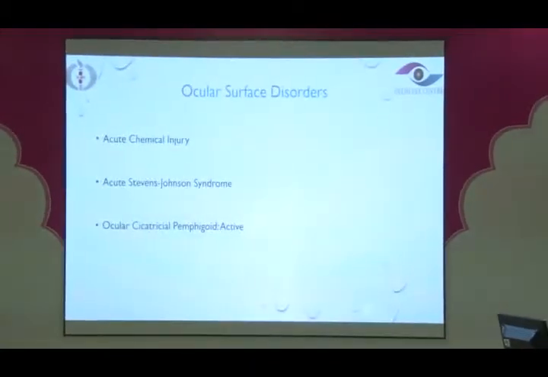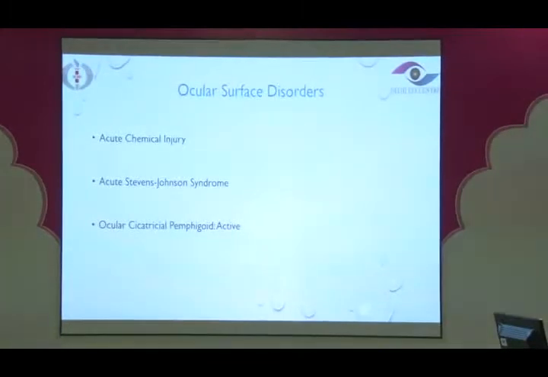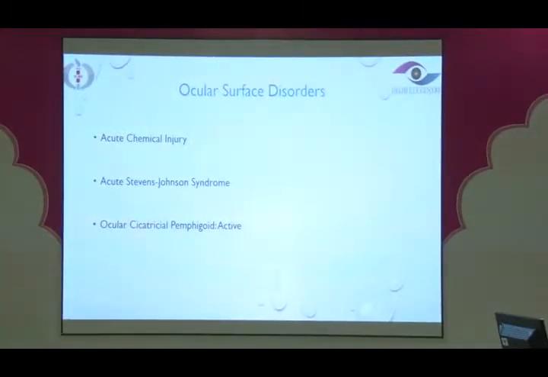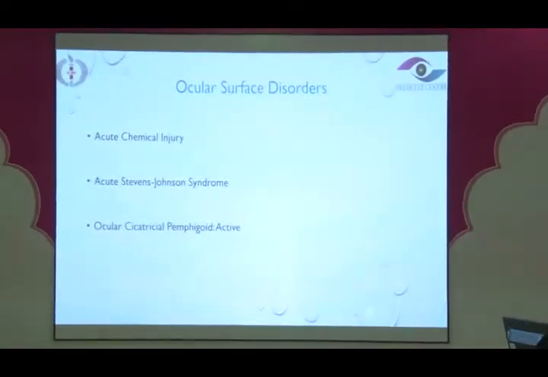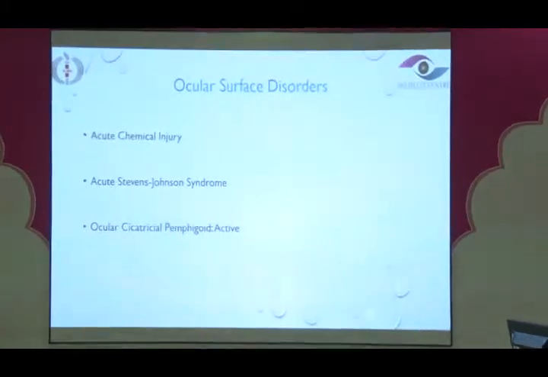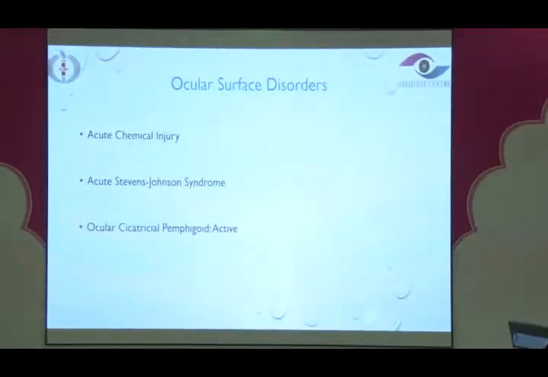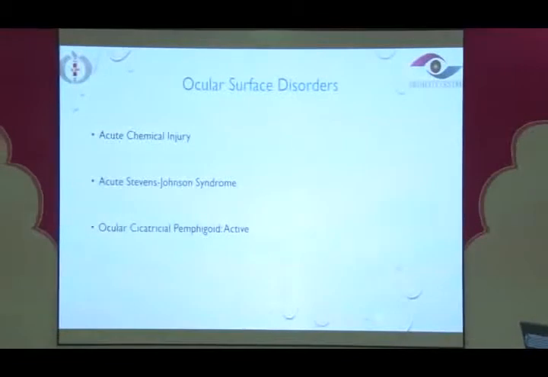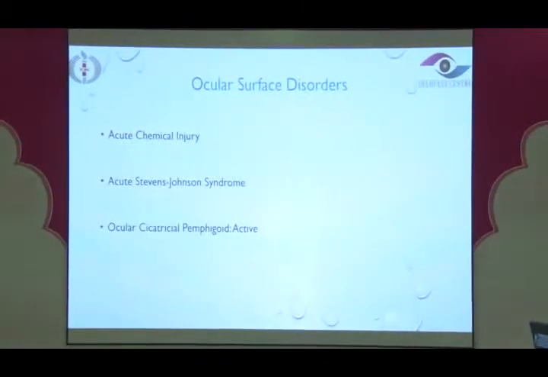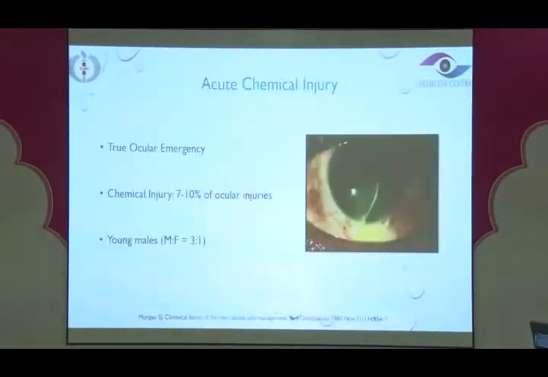Now, the three important entities in acute ocular surface disorders include chemical injury, Stevens-Johnson syndrome, and active ocular cicatricial pemphigoid. The treatment of active OCP, as we call it, is primarily systemic immunosuppression. Therefore, I'll be talking mainly about chemical injury and Stevens-Johnson syndrome today in my talk.